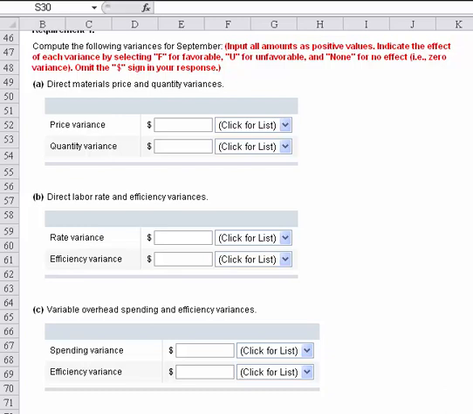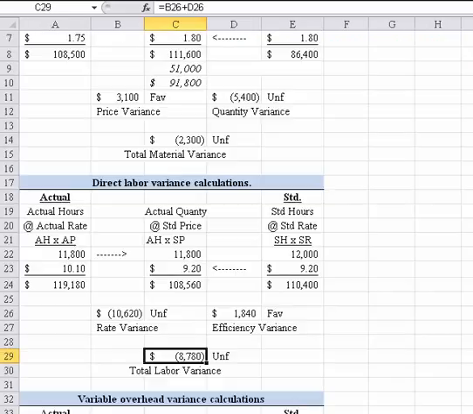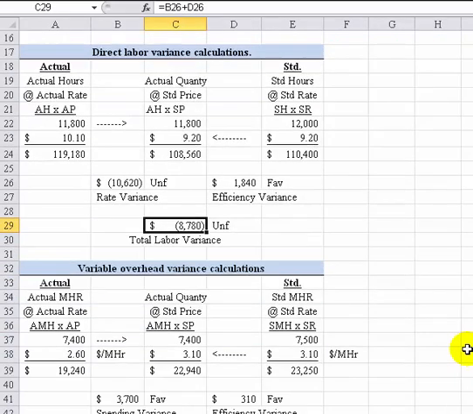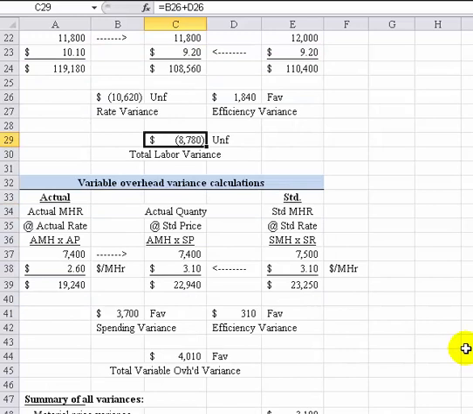Okay, now we're back on the problem. We're going to tackle part C next, which is the variable overhead spending and efficiency variances. So we need to calculate the spending variance and the efficiency variance. We slide back to where we were, and I'll show you the solution and walk you through how this one works as well.